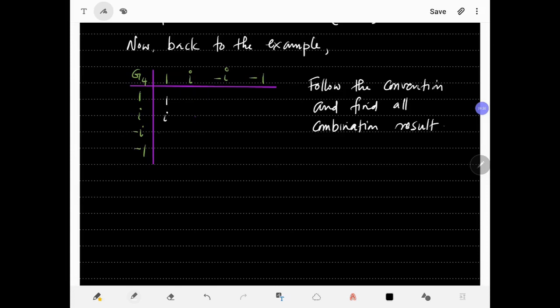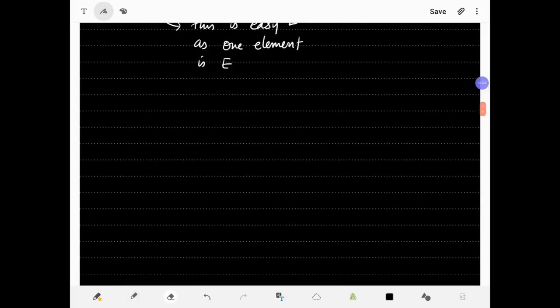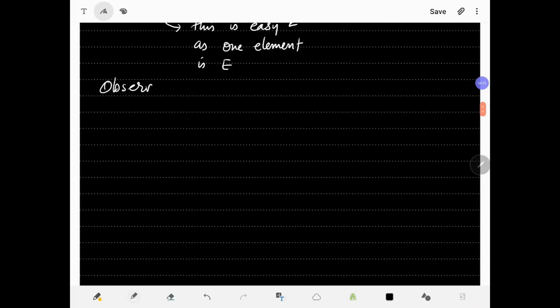The first column is fairly simple, because the identity element commutes with every other element. And similarly, the first row also is fairly easy. You can simply copy the same header down. Now, if you start filling in the other combinations, you will get this result. So, if you do an analysis of the elements in the table, you will end up with the following observations.